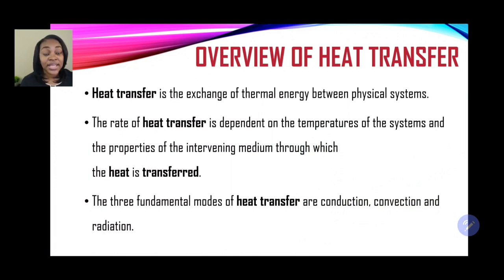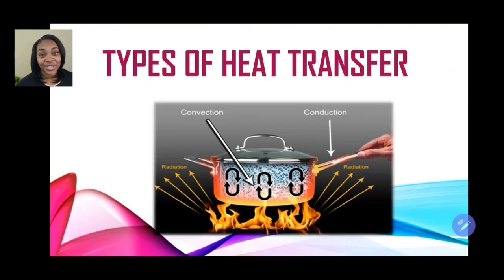Heat transfer is the exchange of thermal energy between physical systems. The rate of heat transfer is dependent upon the temperatures of the systems and the properties of the intervening medium through which the heat is transferred. Now, there are three fundamental modes of heat transfer. They are conduction, convection, and radiation.